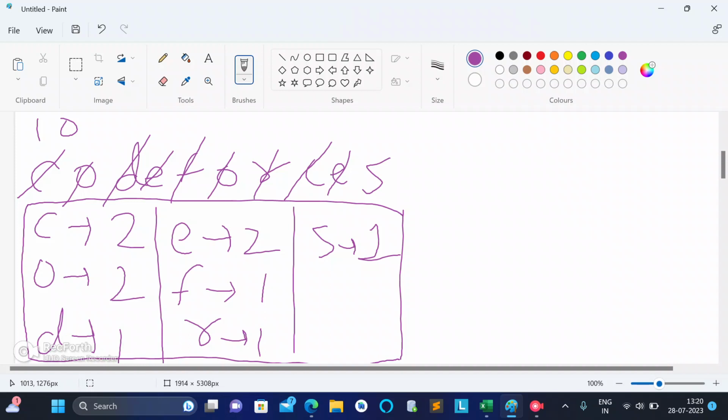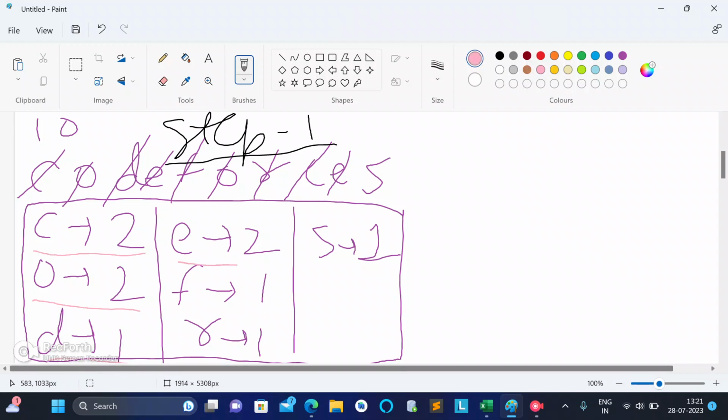Actually, I'm discussing the steps which we need to follow. Let's say this is step 1. In step 1, I first have to maintain the frequency count. That frequency count says that C is present 2 times, O is present 2 times, D is present 1 time, E is present 2 times, and so on.